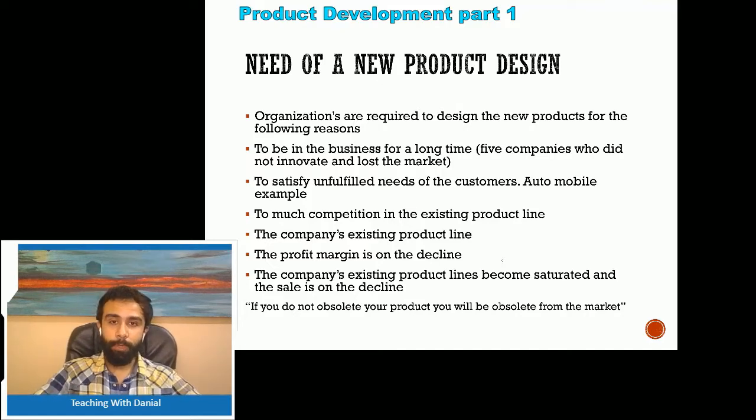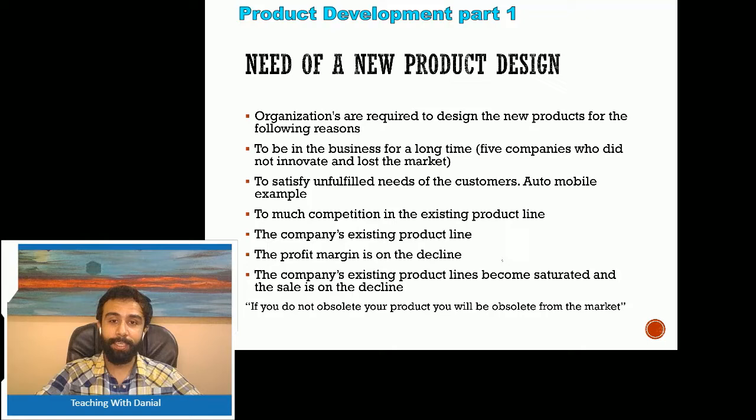Now, the next point, the company's existing product line becomes saturated and sales are on the decline. It is the same concept I've explained before: there is more competition, and your customer is fed up of your own product, so you develop a new product to fulfill the need and increase your profit. If sales are declining, you change the packaging. That's also part of product development. Change the marketing tactics, the overall look of the product.